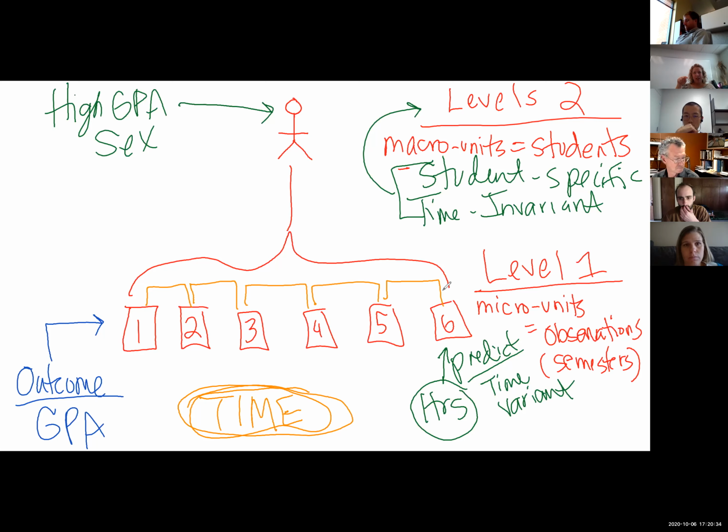Now, in this high school GPA study or college GPA study, we're going every semester for 6 semesters in a row. We are going to treat them as structured. Everybody has 6 time points and they're once a semester.